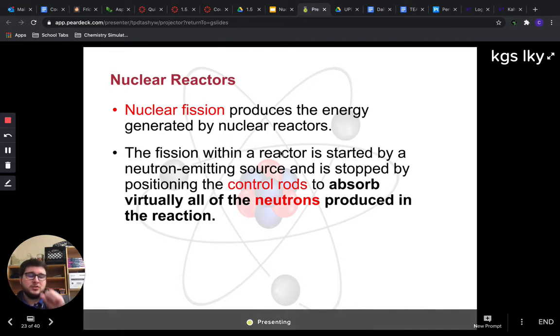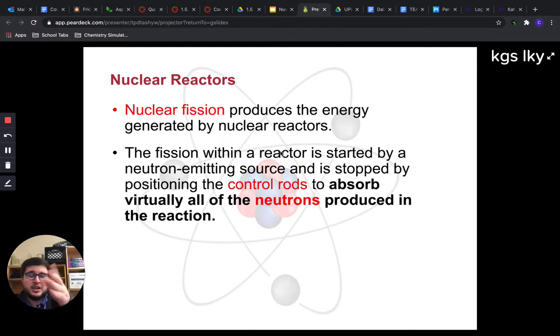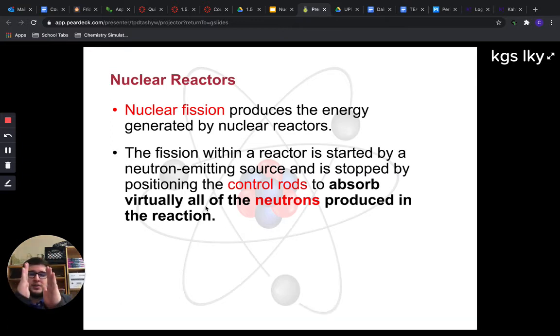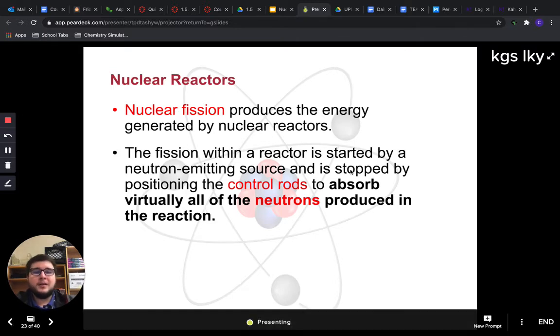Neutron-emitting just means it creates and ejects an electron, and it shoots an electron at something. And you can stop the fission reaction by moving control rods up or down. All control rods do is get in between the neutrons and the atom that the neutrons are trying to hit. So if the neutron hits the control rod, it's absorbed into it, and you stop the reaction. If the control rods are up, then the neutron can go right by and hit the next atom and keep the reaction going. So control rods absorb neutrons in the reaction if you want the reaction to stop.